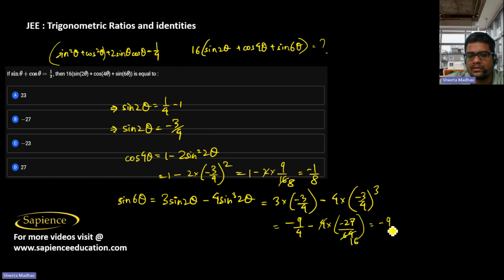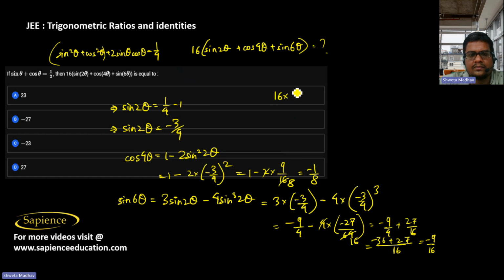So that is minus 9 by 4 plus 27 by 16. Four fours are 16. Minus 36 plus 27. So this is minus 9 by 16. Sin 6 theta is minus 9 by 16.